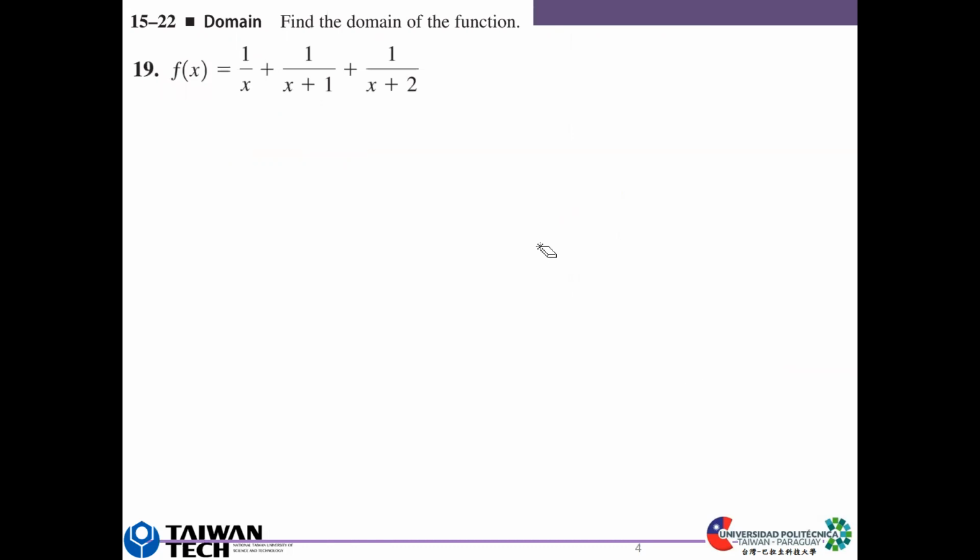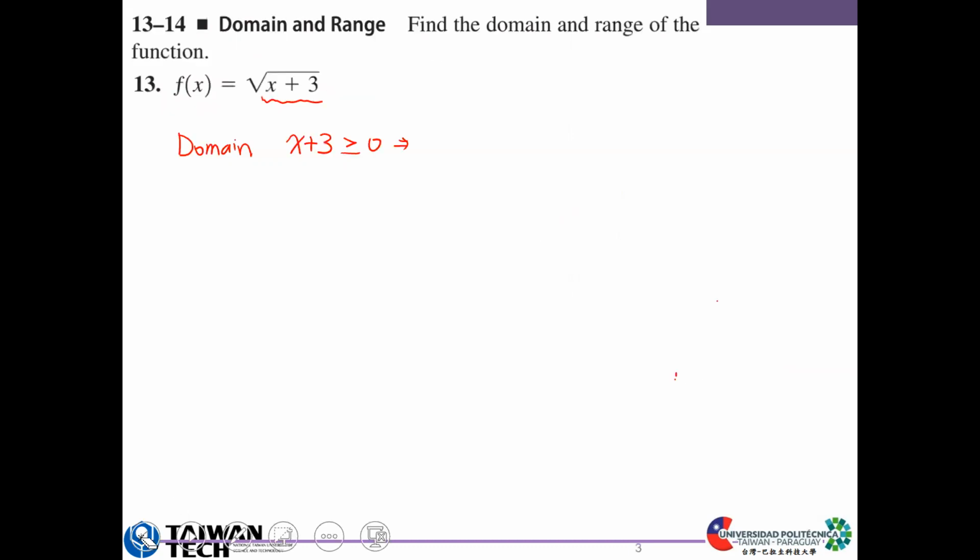X greater or equal to minus 3. And then we can represent it by brackets, equivalently minus 3 to infinity. Okay, so this is the domain. If you remember, when we use a bracket, it means the value of minus 3 is included. And then we look at the range.